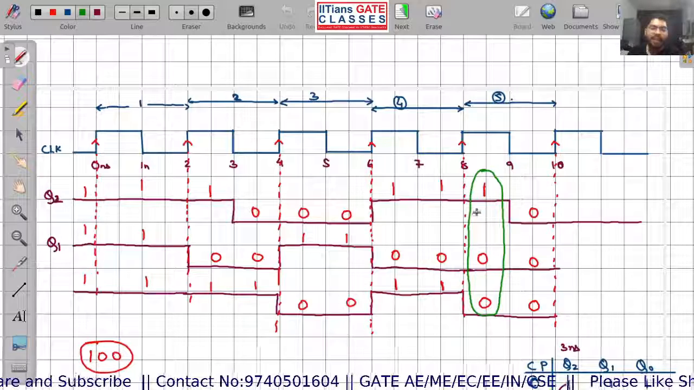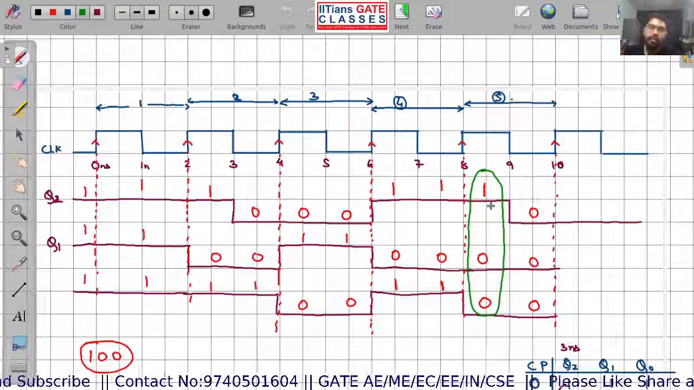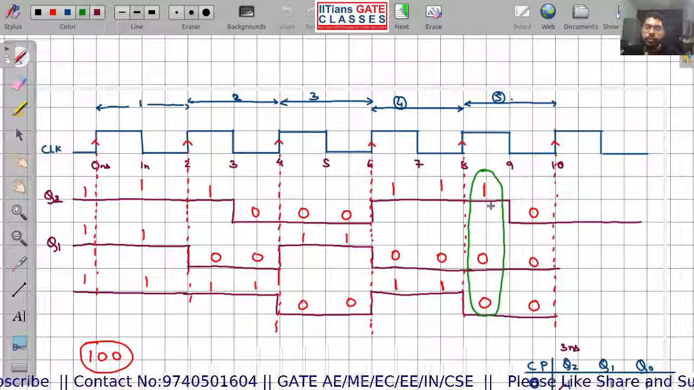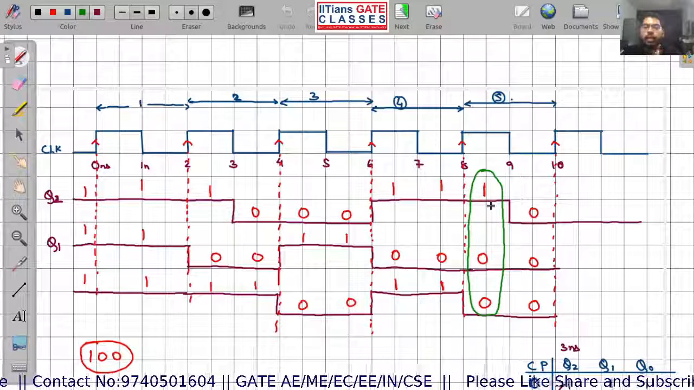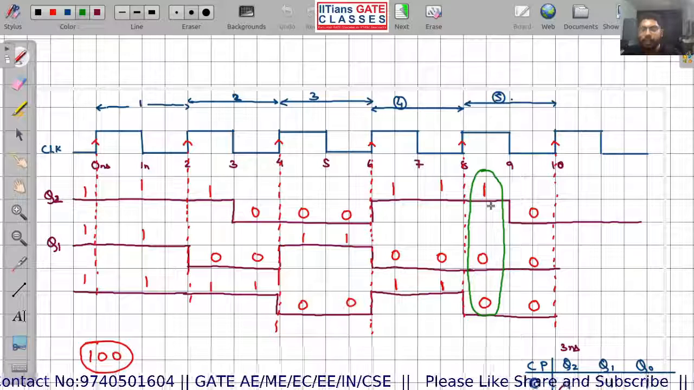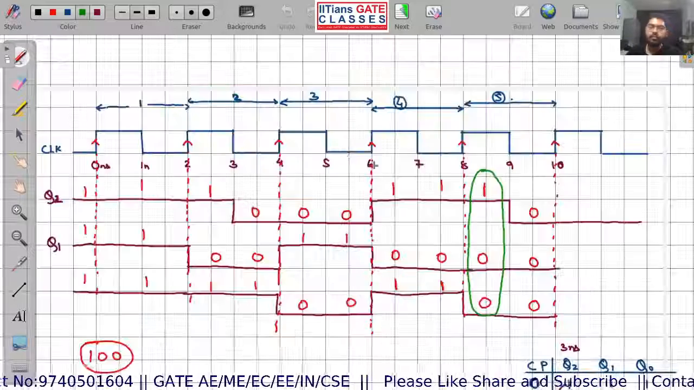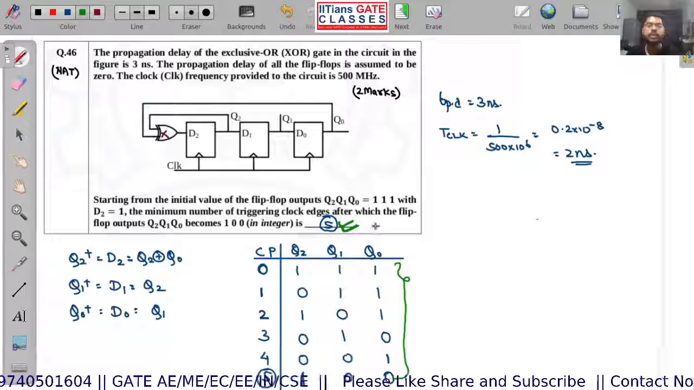Mind this, this is a very good question, and for those of you who are preparing, I suggest that you draw this waveform on your own once. Try to justify what I have just said right now, and this will build your concept. So 5 is the correct answer to this question.